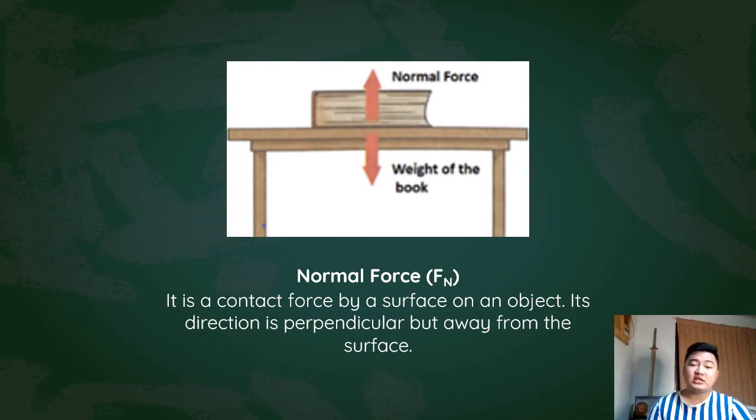Another contact force is normal force. Normal force is the contact force by a surface on an object. Its direction is perpendicular to the surface. As you can see here, your book is resting on the table, and the surface of that table is exerting a perpendicular force, which is your normal force. So again, normal, by the term itself, is the perpendicular force that acts on an object, directed away from that surface.